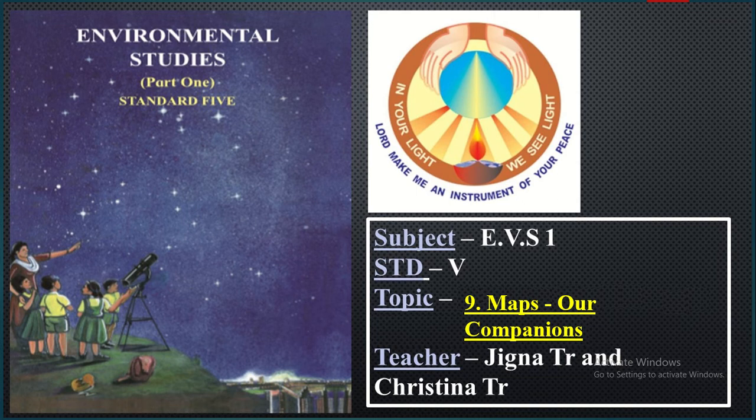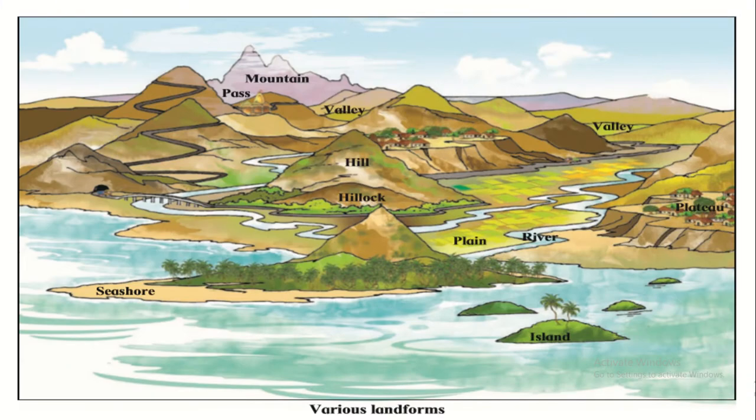Maps are companions. Students, we know that different shapes of land, which are formed due to differences in the height and the slope of land, are called landforms. We have mountains, valleys, plateaus, plains, and islands, which are some examples of landforms.